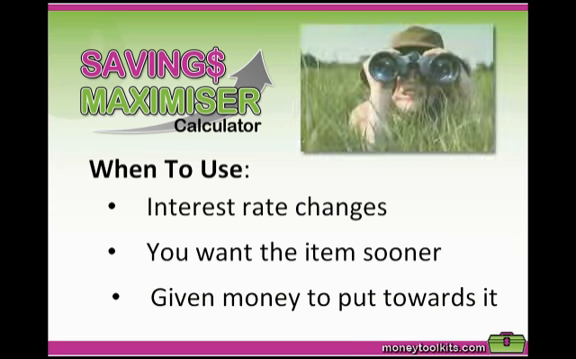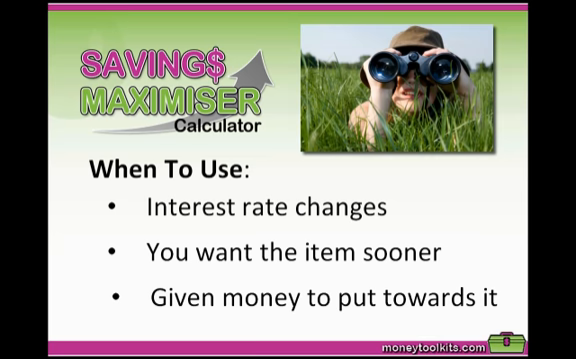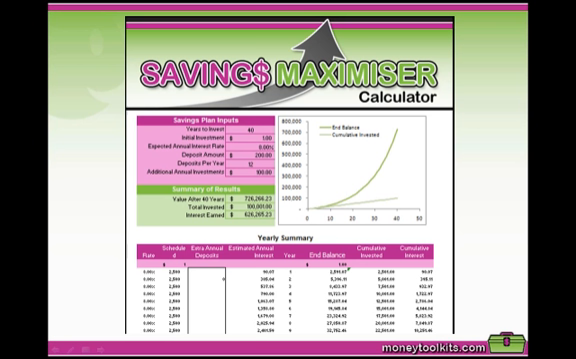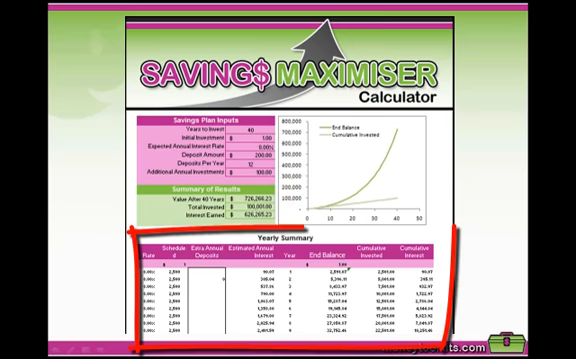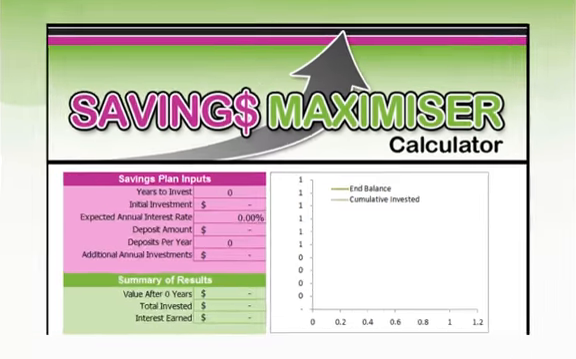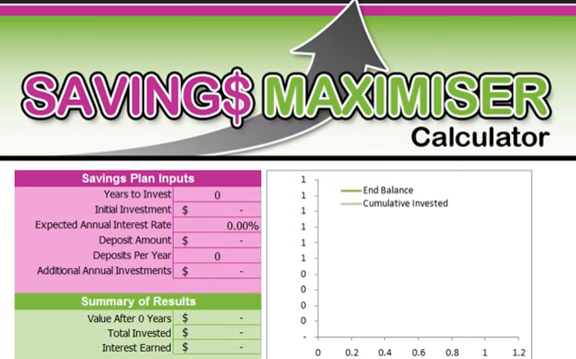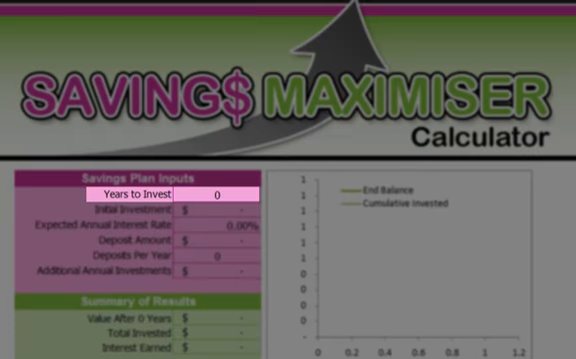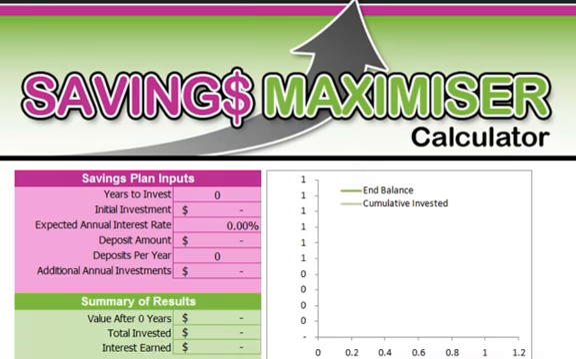So let's have a look at the calculator and see what each field represents. Now, there are three sections to this calculator which we'll go through. You have your savings plan inputs, the summary of results, and the yearly summary. First one is saving plan inputs. Now, under this, you have years to invest, and here you simply enter in how many years that you expect to have your savings for.